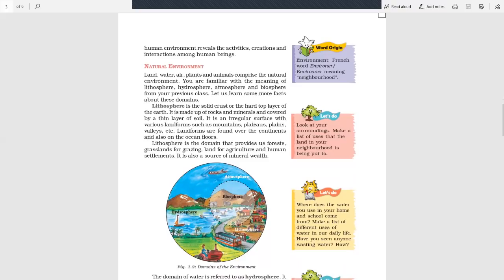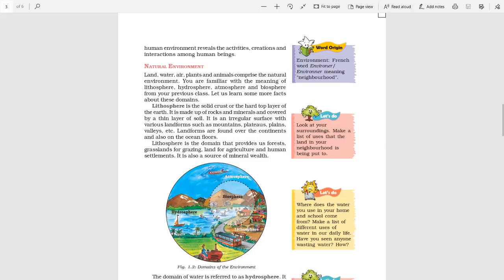Natural environment. Land, water, air, plants, and animals comprise the natural environment. You are familiar with the meaning of lithosphere, hydrosphere, atmosphere, and biosphere from your previous class. Let us learn some more facts about these domains.